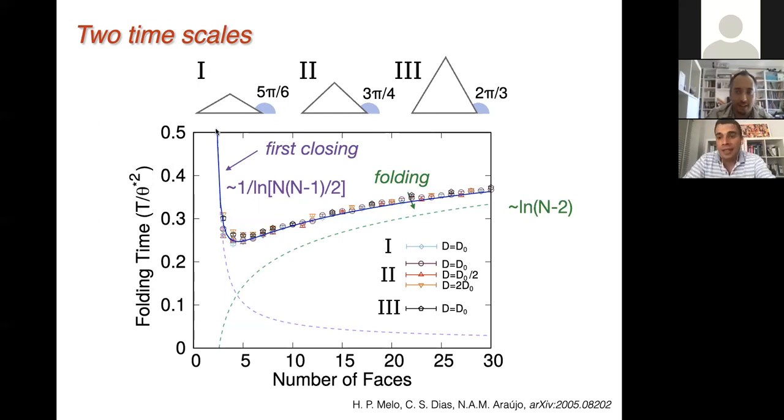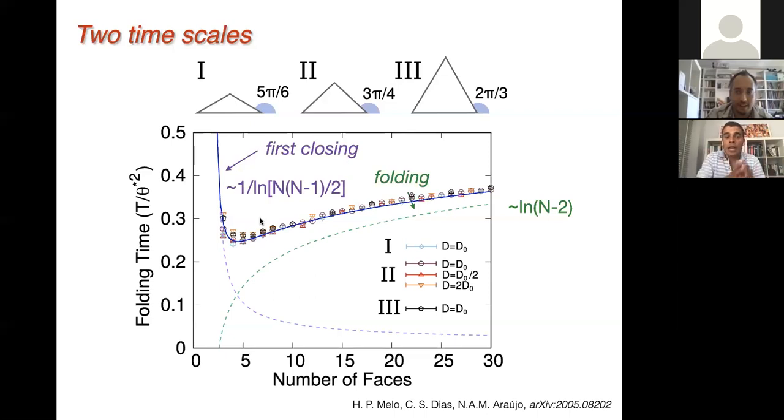And so the data points are now simulations for different conditions, in particular different diffusion coefficients of the panels, that could be achieved, for example, by changing the temperature of the system. And what you can see is that our theory fits quite well the numerical results obtained. So we are really getting the picture of what is happening here.